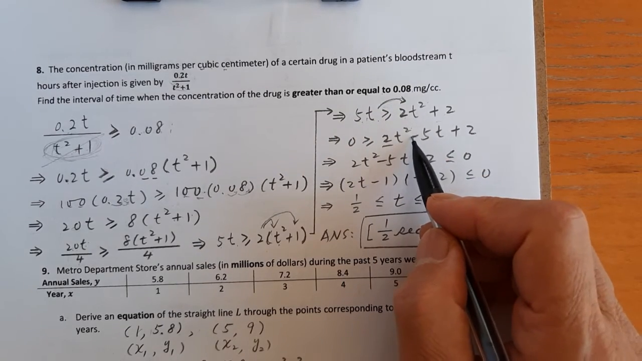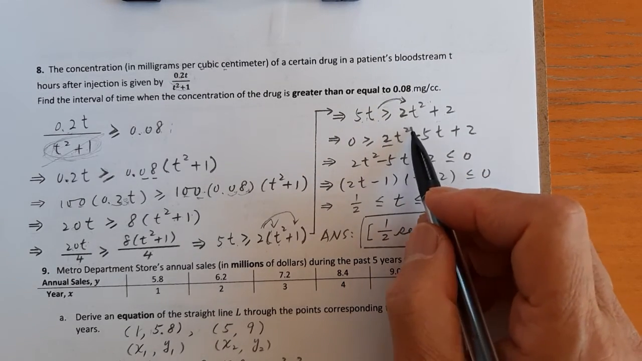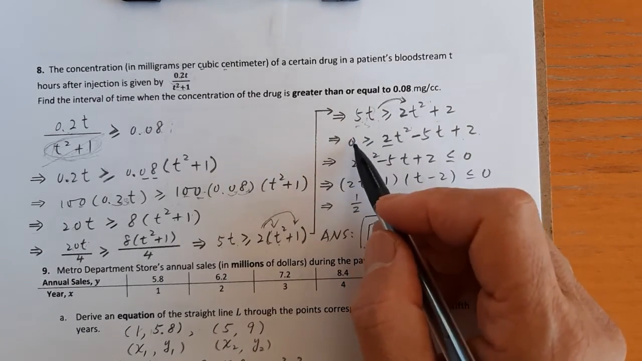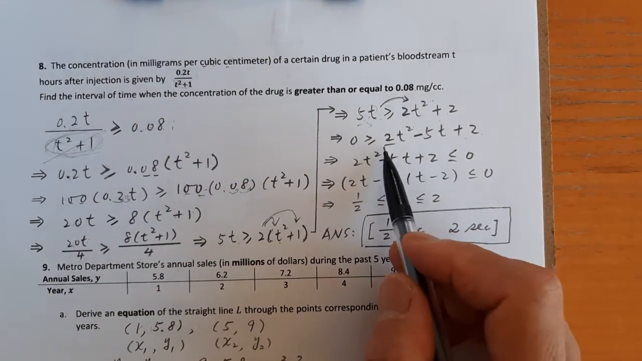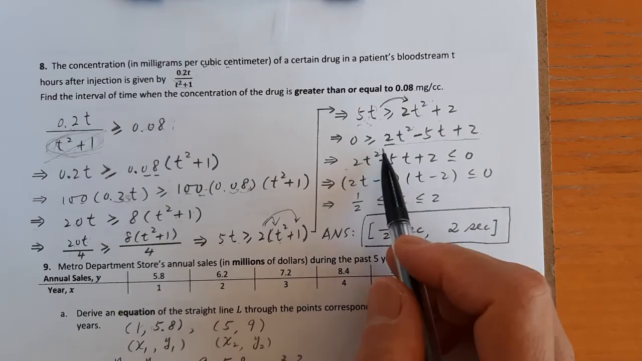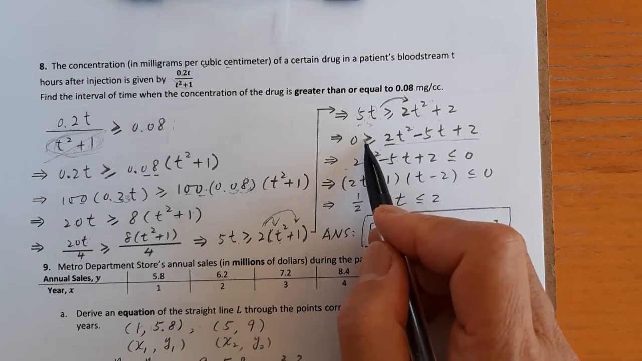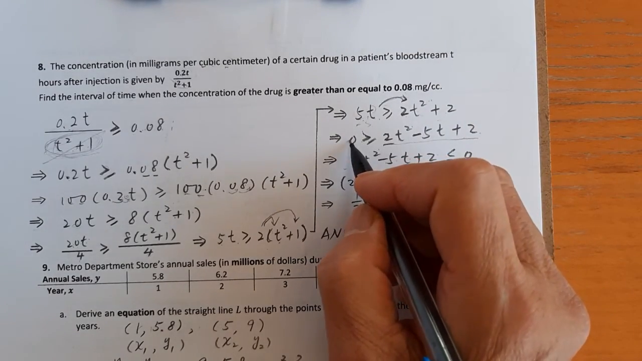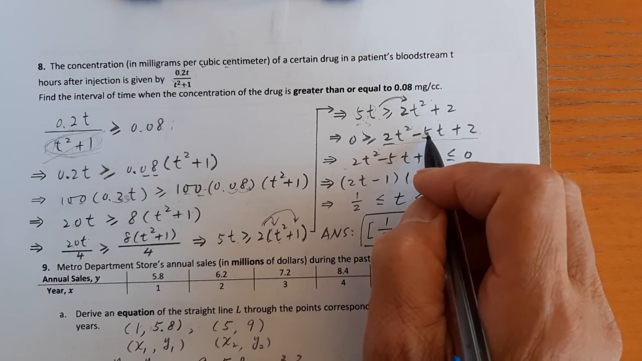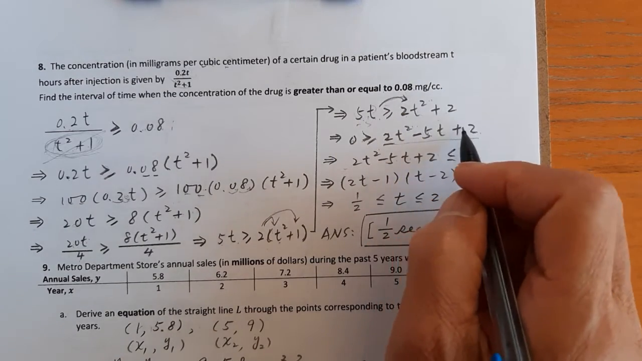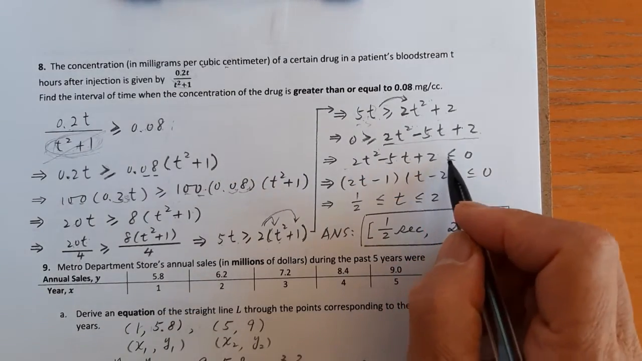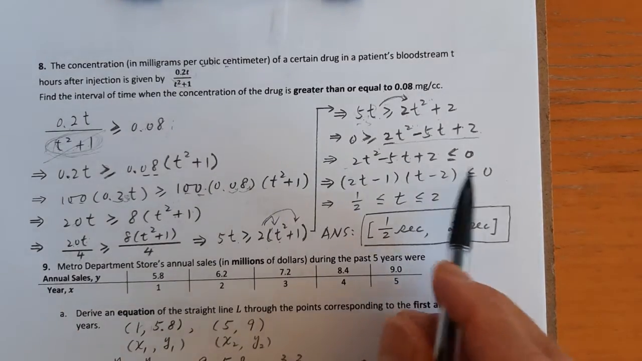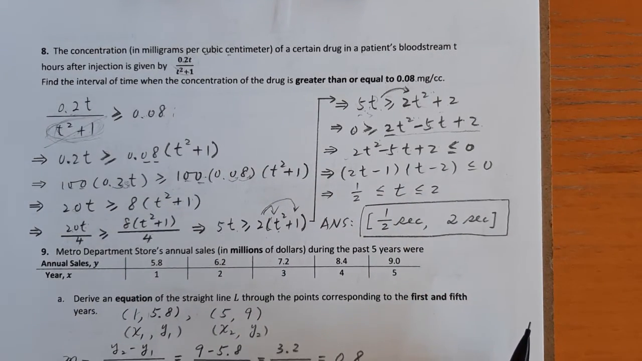Change the sign, it becomes minus 5t. And the 2t squared is still there, plus 2 still. After you minus 5t, this side becomes 0. And rewrite, put this on the left: 2t squared minus 5t plus 2 becomes less than, because this side is a pointer pointing to the smaller side, and this side is wider. So 0 is greater than that, which means 2t squared minus 5t plus 2 is less than or equal to 0. So we get this quadratic inequality.